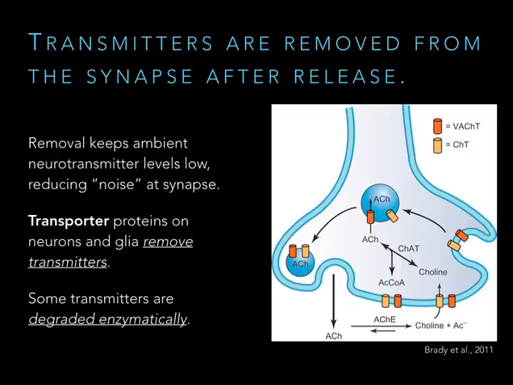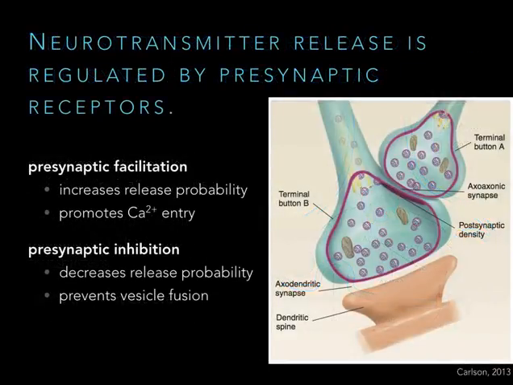So some neurotransmitters will have a mix. For example, serotonin has transporter proteins and it has enzymatic degradation. Others only have transporters, as is the case with glutamate and GABA. Others only have enzymatic degradation, as is the case for acetylcholine. So we can regulate the level of neurotransmitters after they're released. Now, of course, we can also regulate how much neurotransmitter we are releasing.